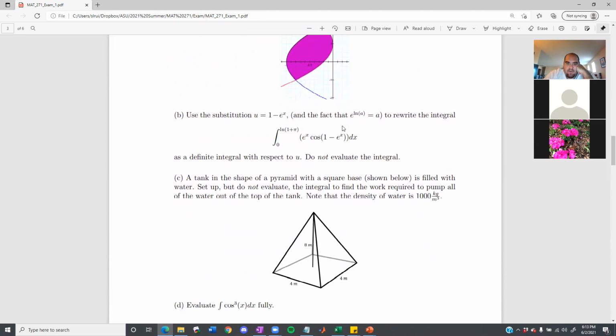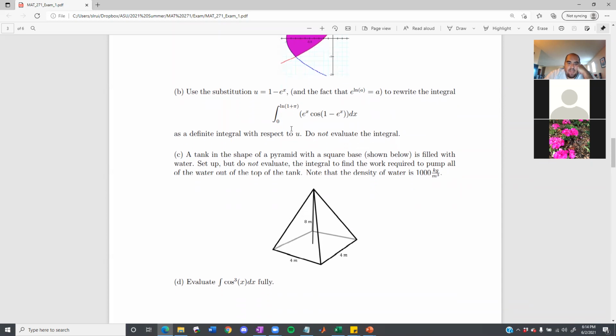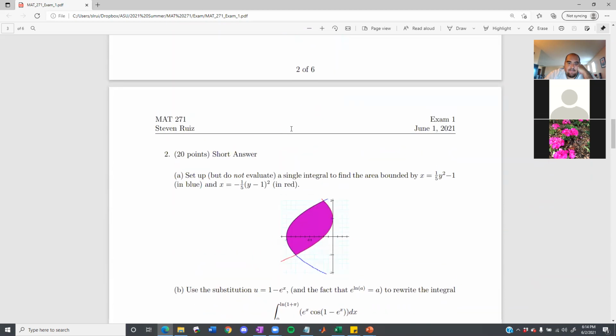B mostly went pretty well. The most common thing I saw was a couple things actually. The derivative of negative e to the x is negative e to the x, and I think I saw a lot of people dropping that negative sign. And I saw a few people either making a mistake on transforming those limits of integration or just forgetting to do it.